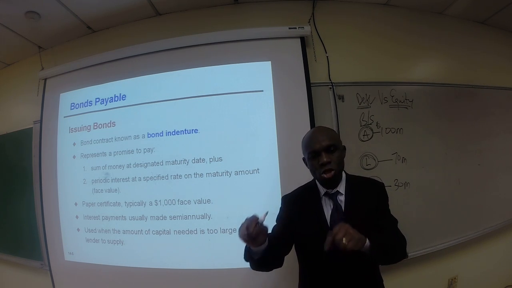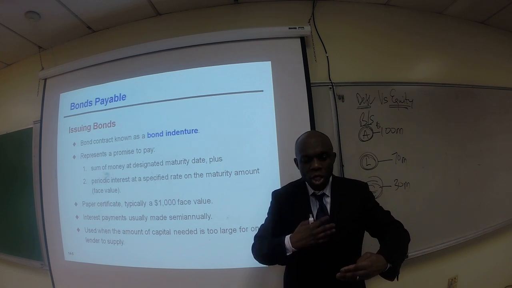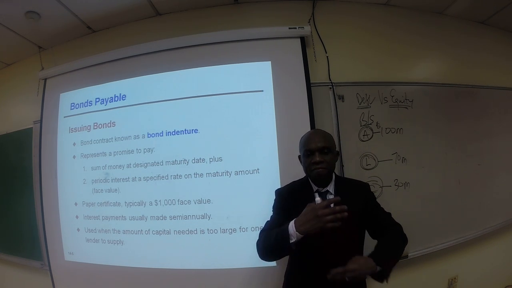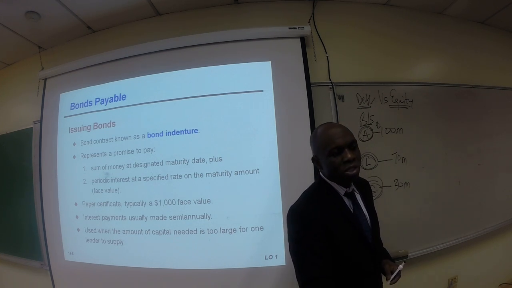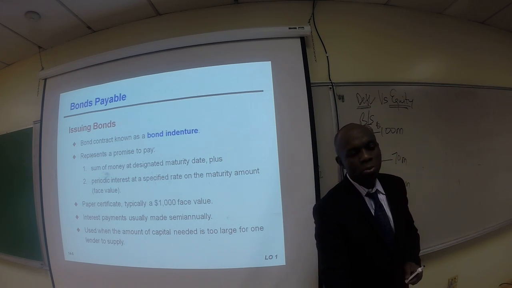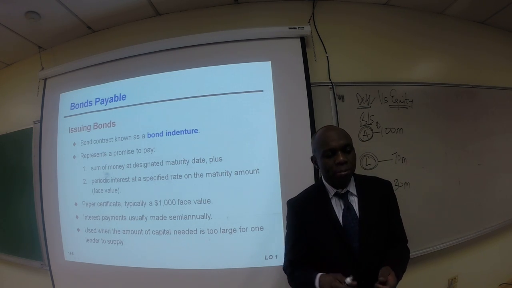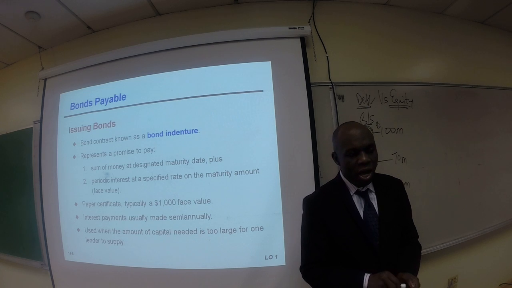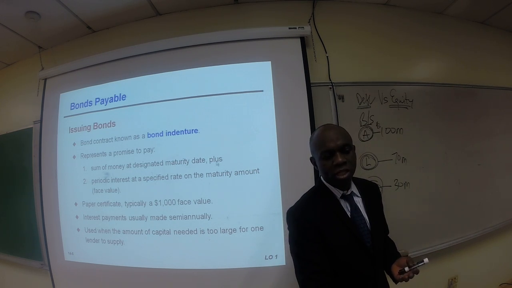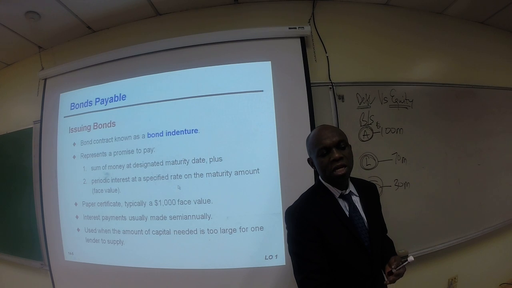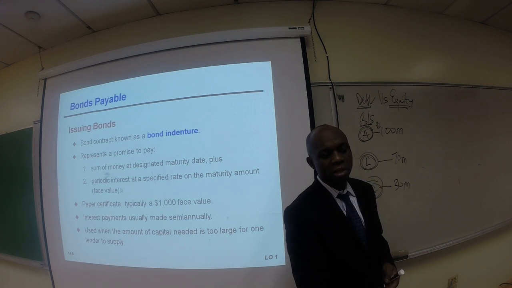A bond indenture is a written contract between the company issuing the bond and the investor buying the bond. So moving along, still talking about issuing bonds, it represents a promise to pay. The company that is issuing or selling the bond promises to pay, number one, a sum of money at a designated maturity date, plus periodic interest at a specified rate on the maturity amount. That's the face value.